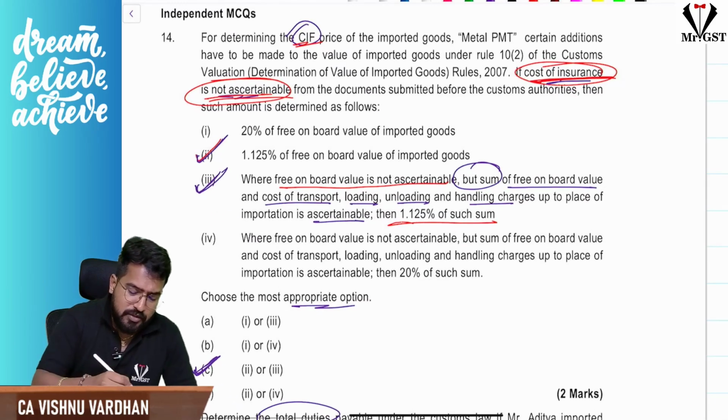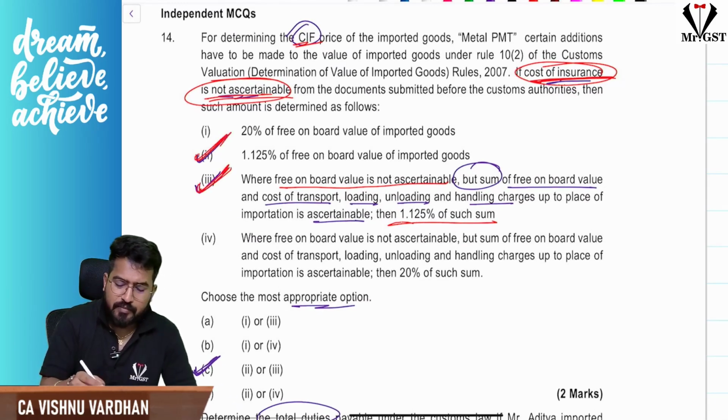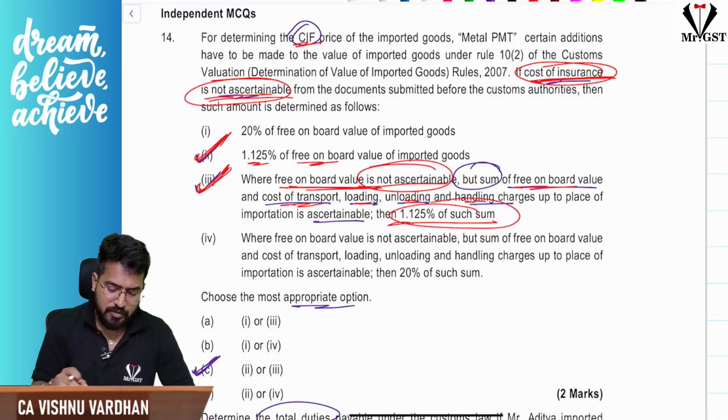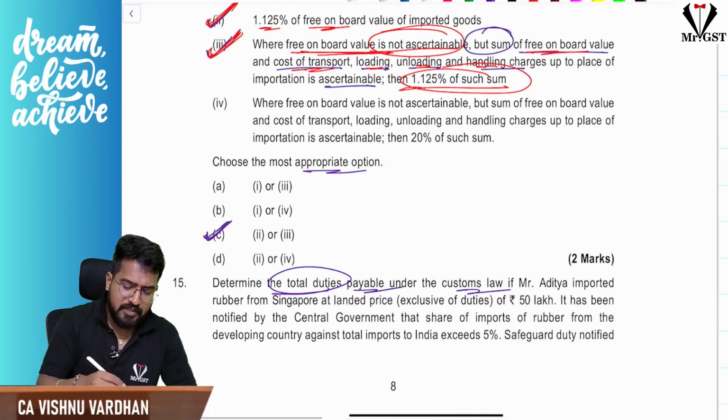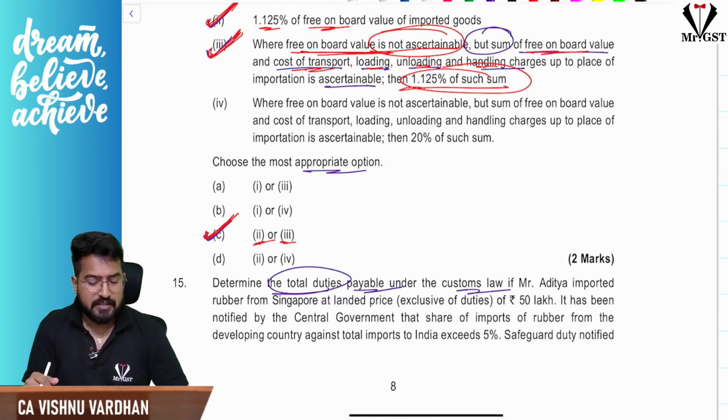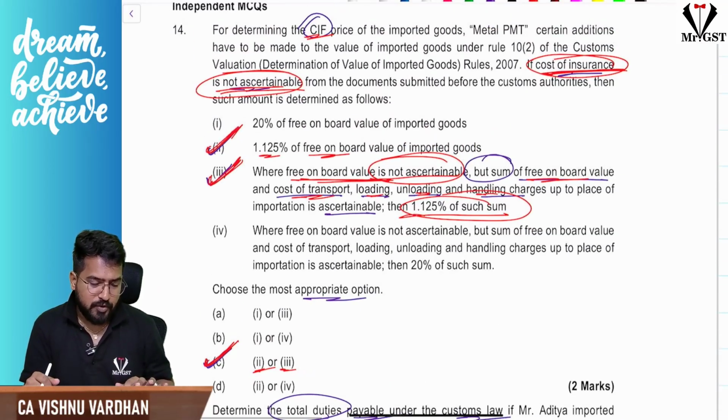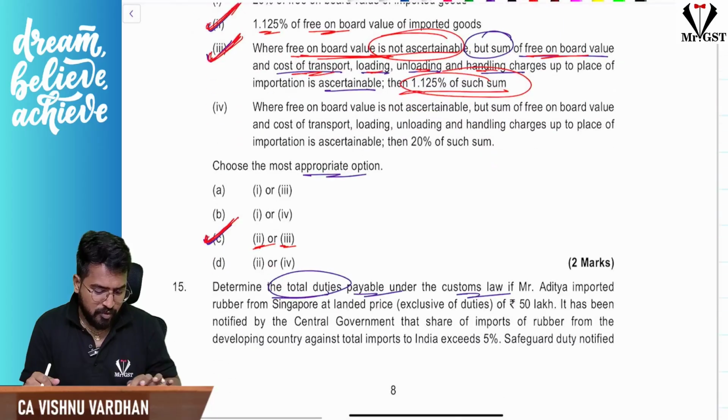So these two points are saying the same thing. If FOB is ascertainable, 1.125% on that. If not ascertainable, but the sum of FOB, transport, loading, unloading are all available, 1.125% on such sum. So what is the most appropriate option here? C, where the second option and third option both are possible for ascertaining cost of insurance. Okay, that is the concept of the 14th MCQ.